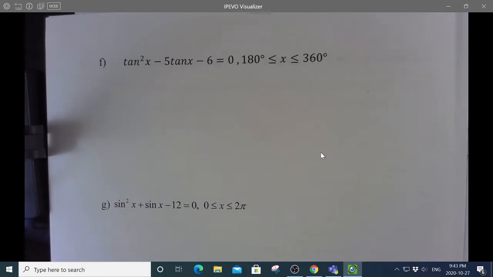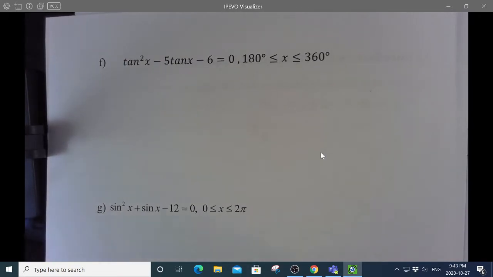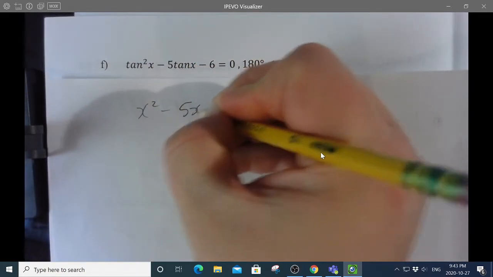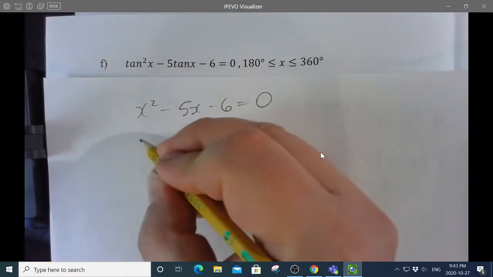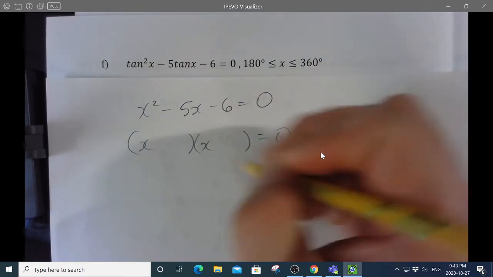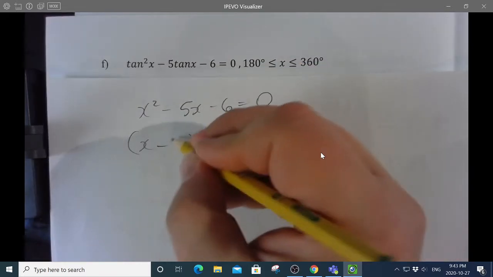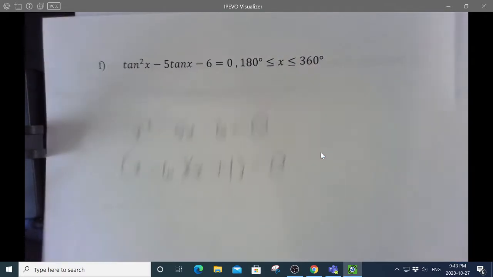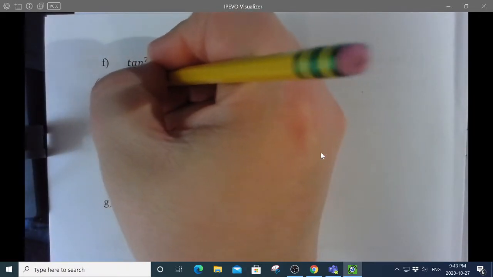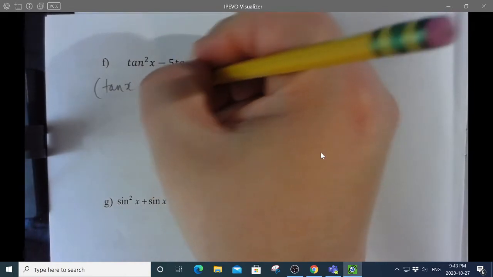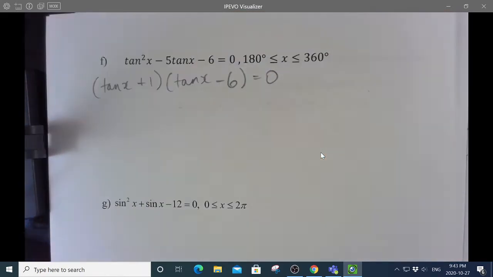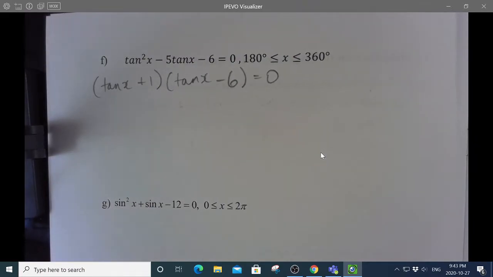Okay, step 1. This to me is no different than saying x squared minus 5x minus 6 equals 0. I factor it by asking myself, what two numbers times to make negative 6 and add to make negative 5? That'll be negative 6 and plus 1. So now I'm doing it with tangents. So this is tangent of x plus 1 and tangent of x minus 6. I just switched the order, but it doesn't matter what order they're in. So there we go. We are nicely factored when we do that.